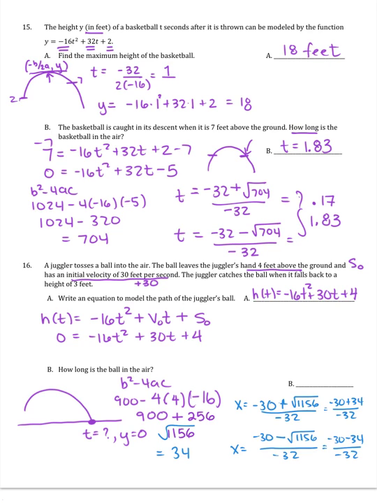This one's going to give you a negative answer. 4 over negative 32, that's going to give you a negative 1/8. So time, again, cannot be negative. The bottom one gives you negative 64 over negative 32. That comes out to be a nice positive. Time will equal 2 seconds.